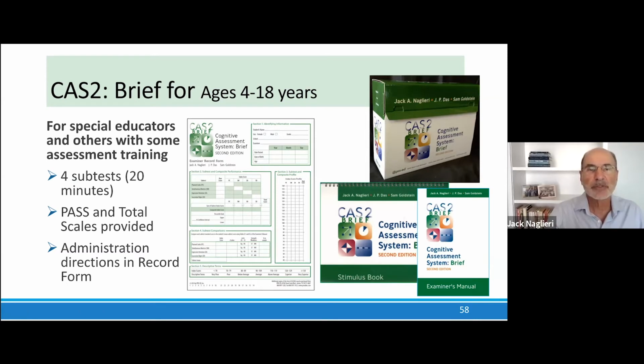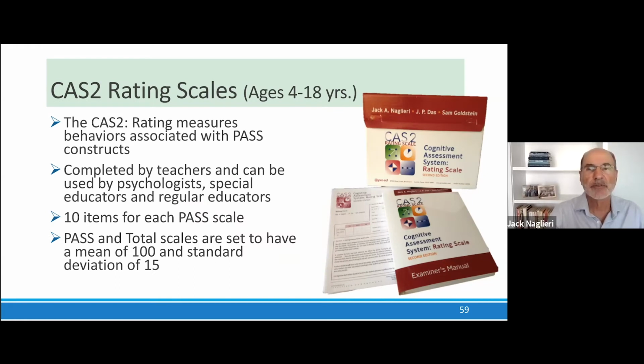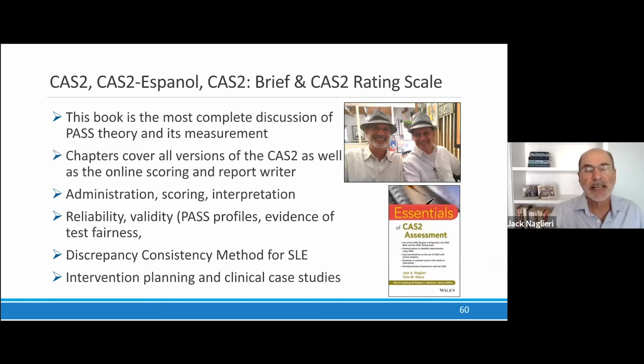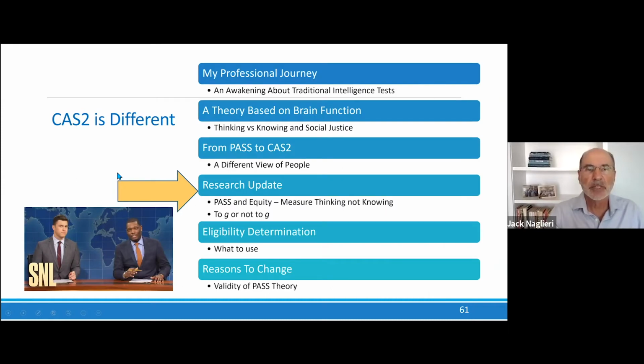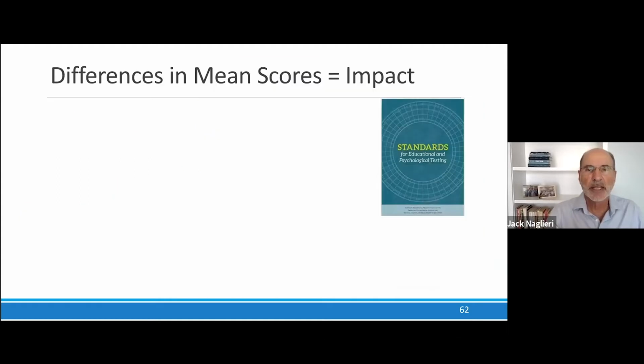The CAS2 Brief is really cool. I actually have the instructions for administration on the record form. And as I mentioned, the CAS2 Rating Scale. Get my CAS2 Essentials book that Tulio and I wrote. That has so much information in it. Lots and lots of case studies. Big section on intervention. And I'm going to show you a few pieces from that in a few minutes. But let's get a little research update and then we'll take some more questions.